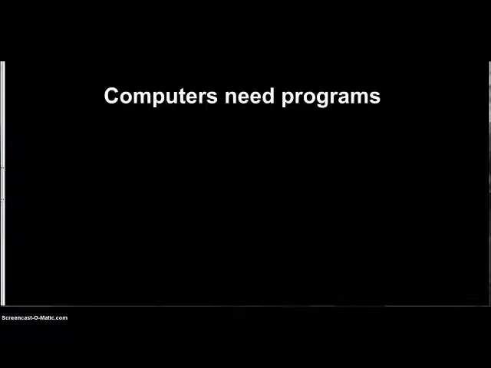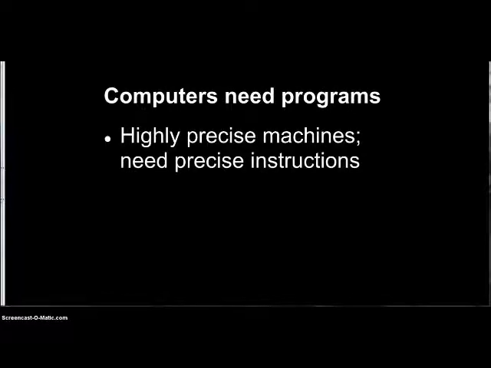Okay. So computers need programs in order to work. Okay? Computers are highly precise machines, but they also need precise instructions. So when we talk to computers, when we write computer programs, computers will do exactly as we tell them to. No more, no less. They follow precise instructions because they're precise machines, which means they're useful but also annoying at times. So you'll learn to love them.